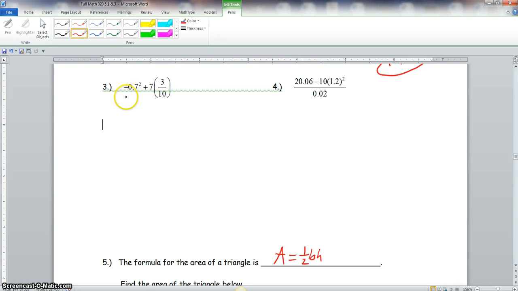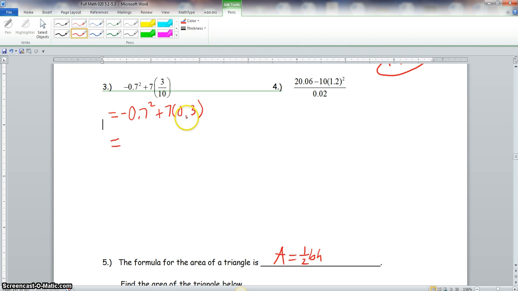Okay, class, we go to our next example, which is number 3. Now, the first thing we look for here is our parentheses. We had 3/10 in our parentheses. Let's change that to a decimal. So we'll have a negative 0.7 squared plus 7 times 0.3.